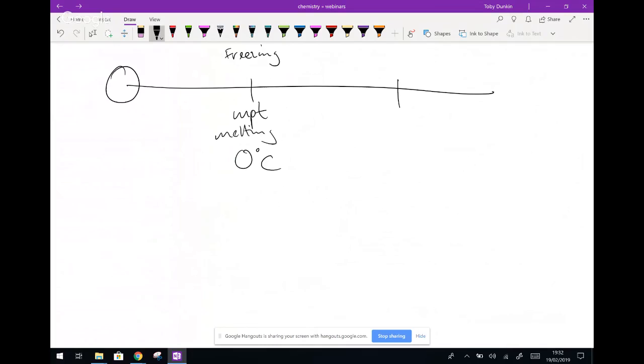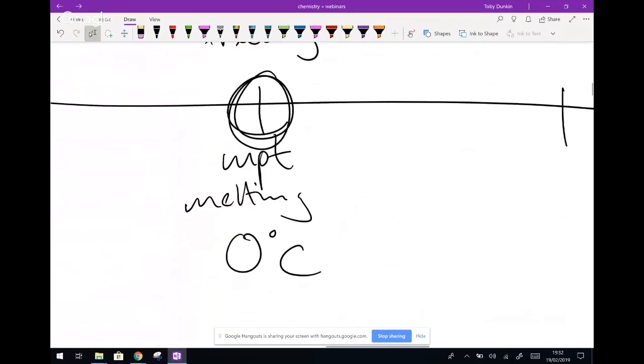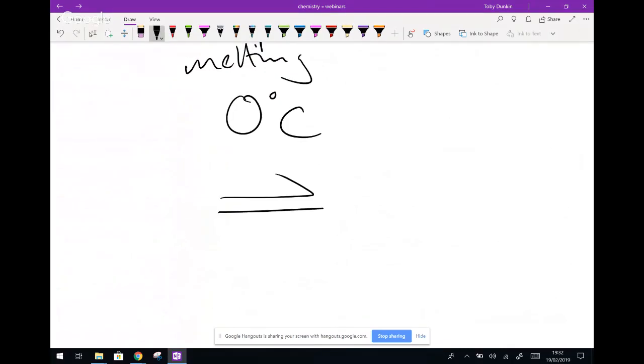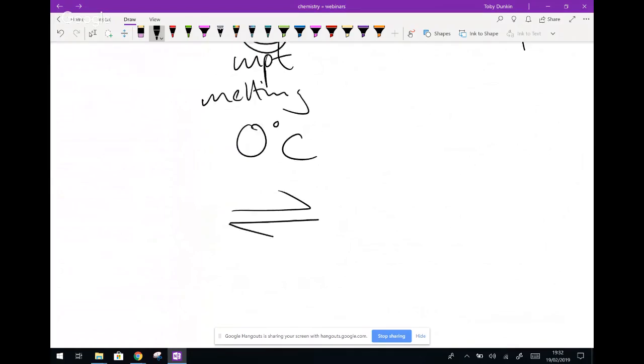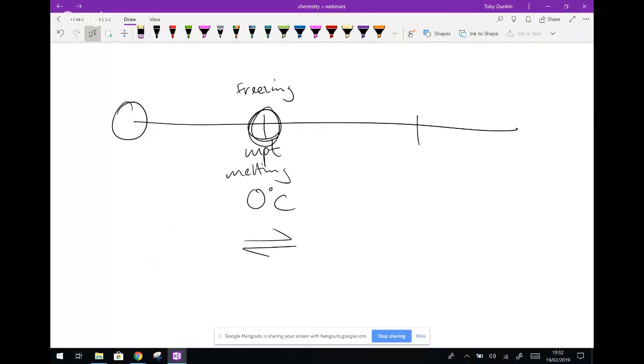That's a crossover point. At that exact temperature, it is an equilibrium. Both freezing and melting will be occurring simultaneously. I'm just going to leave it at that. So at that temperature, there is only one temperature.